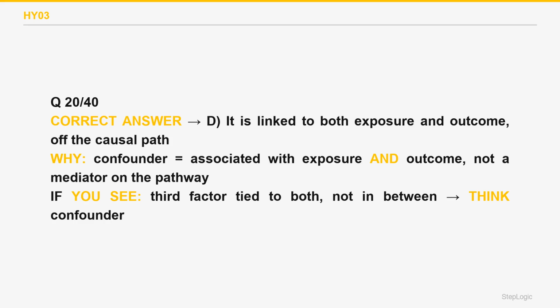A variable that is an intermediate step between exposure and outcome is a mediator, not a confounder, and adjusting for it would wrongly erase part of the real effect. Choice C wrong. Being associated with the outcome alone is not enough. A confounder must also be linked to the exposure. Choice B wrong. A confounder is tied to both exposure and outcome off the causal path.